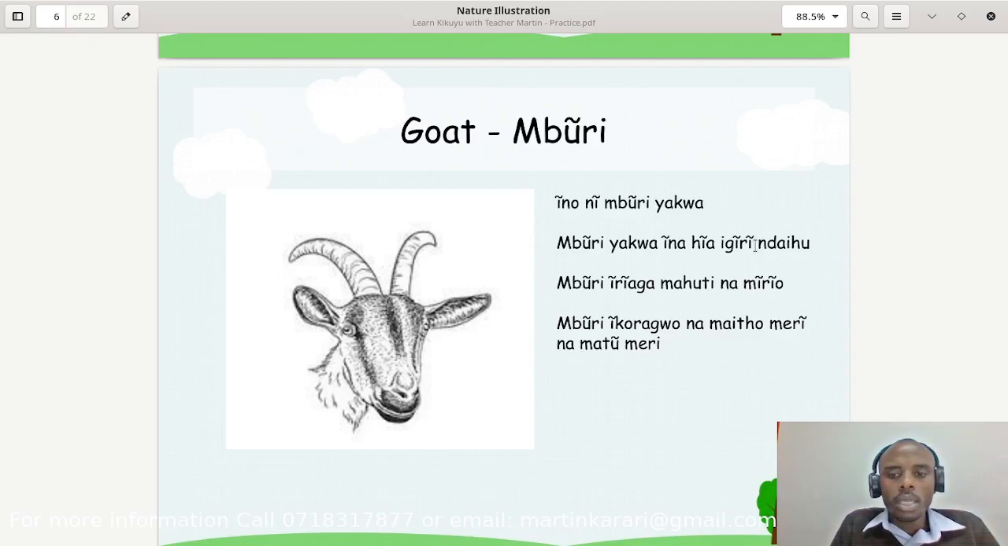Bori ĩrĩaga mahuti. Mahuti are the bushes, okay? Na mireo are those like sweet potato plants. Those are mireo. I did not do agriculture, but mireo is that plant that grows along the ground. For this, you have the pumpkin plants. You can call those mireo. Okay, fine. Let's go to the next one. Buri ekoragwo na maitho. Maitho is eyes. Maitho merĩ, two eyes. Merĩ is two. Na mato are the ears. Okay.